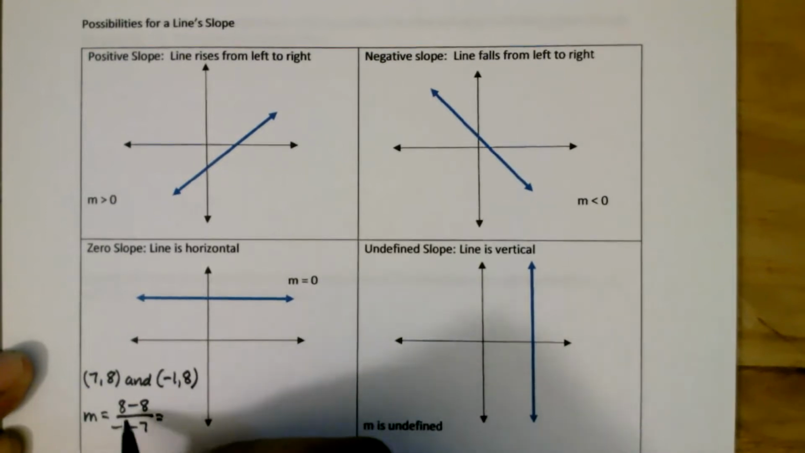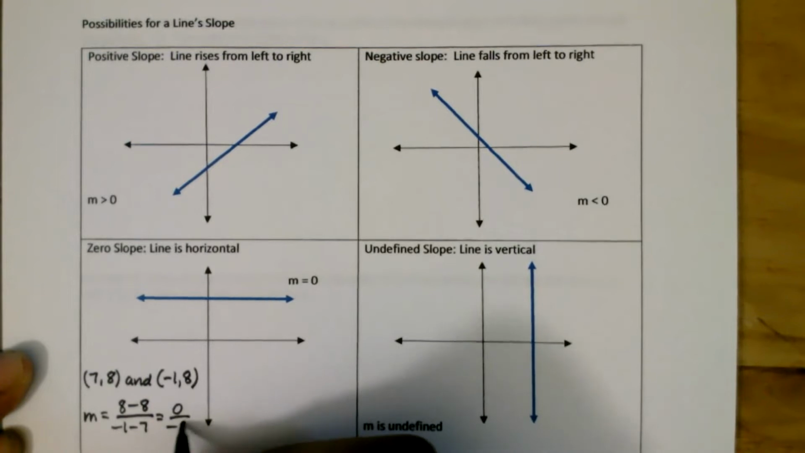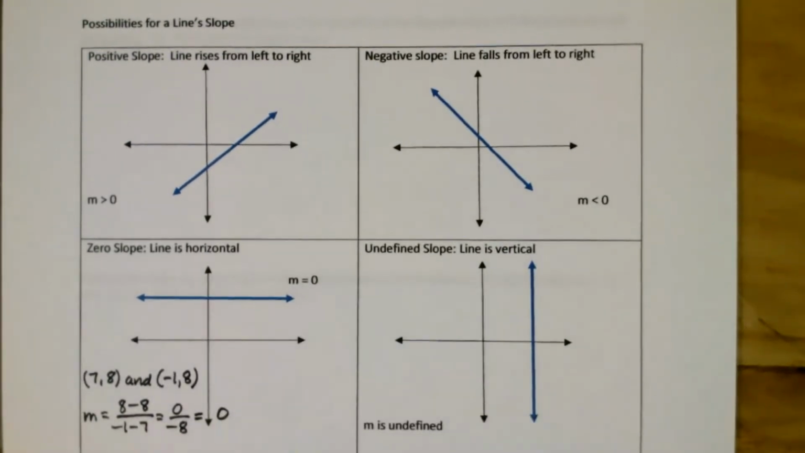And when I simplify that, 8 minus 8 is 0. -1 minus 7 would end up being -8. 0 divided by -8 is 0. So if I was to plot these 2 ordered pairs on a coordinate plane, I would get a horizontal line. And in a horizontal line, the slope is 0.